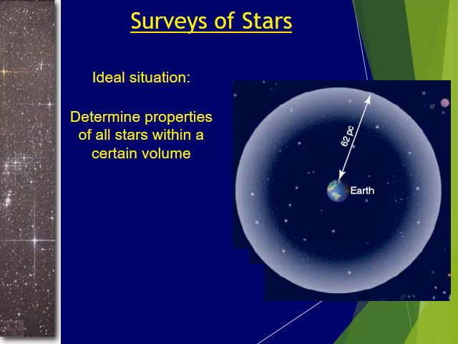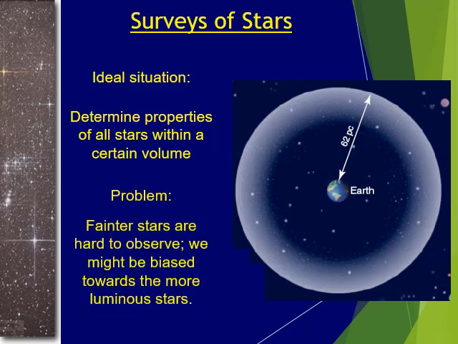Wouldn't it be nice if we could survey all the stars within a certain volume? We have a problem though. We don't see all the stars within a certain volume, 62 parsecs away. That's a big distance. It doesn't, of course, get all the stars, but even the stars within that volume, we're not able to check up on, because a lot of them are just too faint for us to observe.